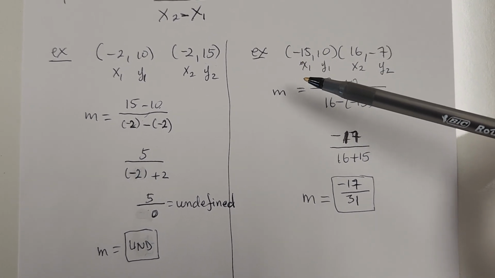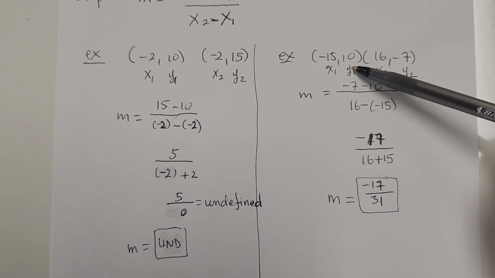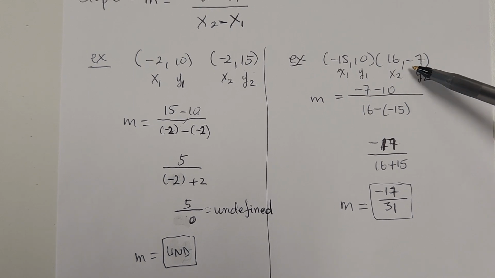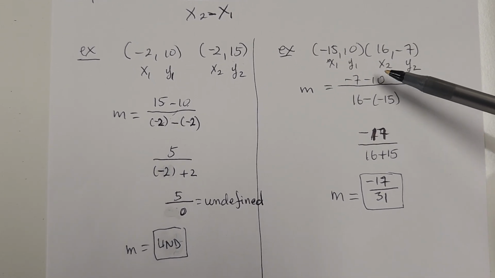Next example, which is very similar, I'm just switching the values in different places. So here is -15, here's 10, and here is 16 and -7. So again, just different values in different places.